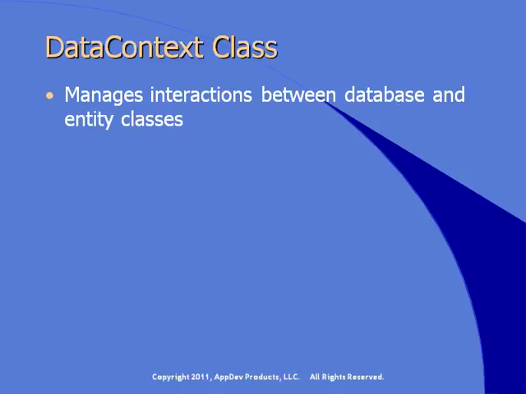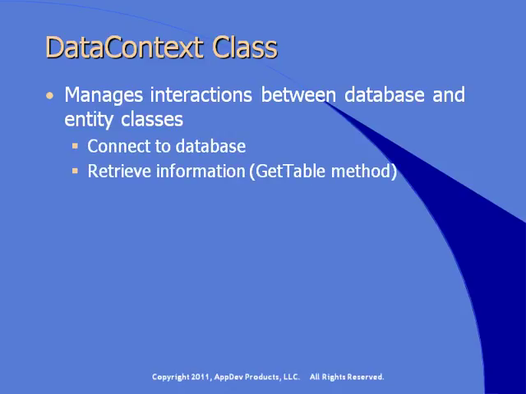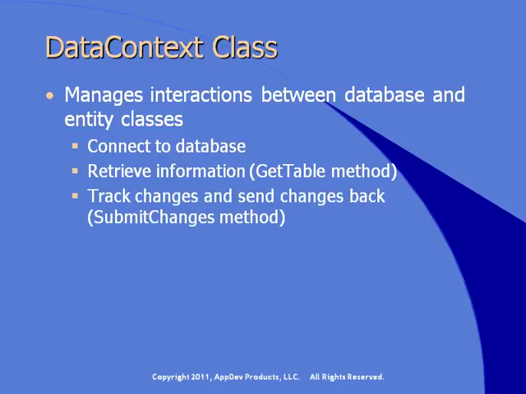The data context class manages the interactions between the database and your entity classes. So this is how you'll connect to the database. You can retrieve information. The data context class has a getTable method, and you can use that to bring down information from a table. The data context is also in charge of tracking changes, and then it has a submit changes method that you can use to send changes back when you want to save your data.